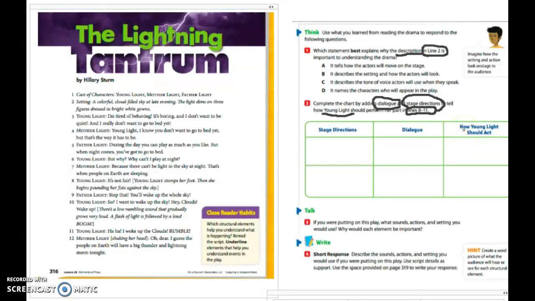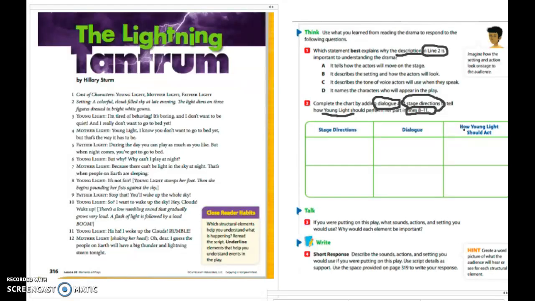Number 3. If you were putting on the play, what sounds, actions, and setting would you use? Why would you use each element? Why would each element be important? So I'd like you guys to discuss that at your table when we get to that time. Number 4. Describe the sounds, actions, and settings you would use if you were putting on this play. Use script details as support. Use the space provided on page 319 to write your response.